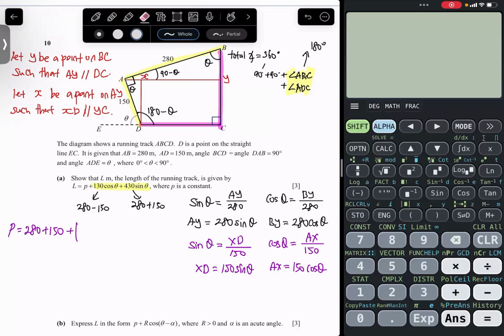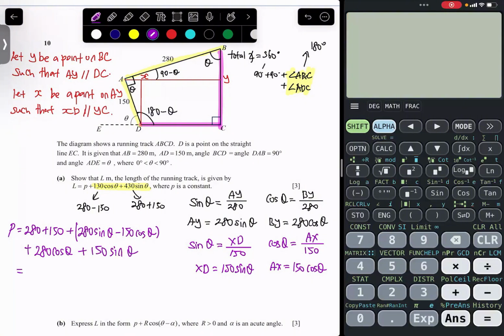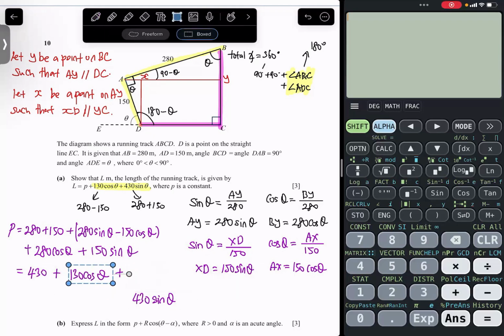AY is 280 sine theta, but minus AX, which is minus 150 cos theta, right? Plus BC, which is BY plus YC, right? BY is 280 cos theta, plus 150 sine theta, plus XD, right? XD is 150 sine theta. So you'll get your result of 430 plus 430 sine theta plus 130 cos theta. Sorry, switch things around, because that's what the question gave us.